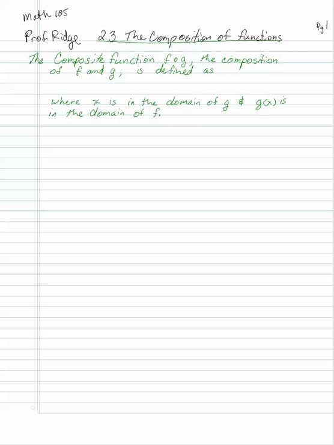The composite function f composed with g, or you can say the composition of f and g, is defined as, again I read this as, f composed with g of x equals f of g of x. And so that's the composition of functions. This is basically the definition of composition. Memorize that. And just note, x has to be in the domain of g, and then g of x has to be in the domain of f.